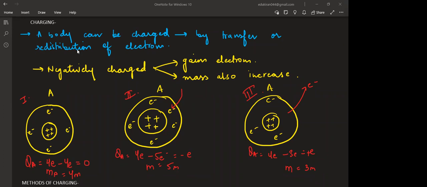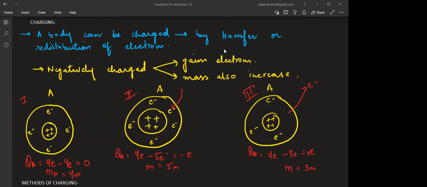Miss, is the first case neutral? Yes, Tarif, the first one is neutral because 4 electrons are present and 4 protons are present. So we have this body as neutral.